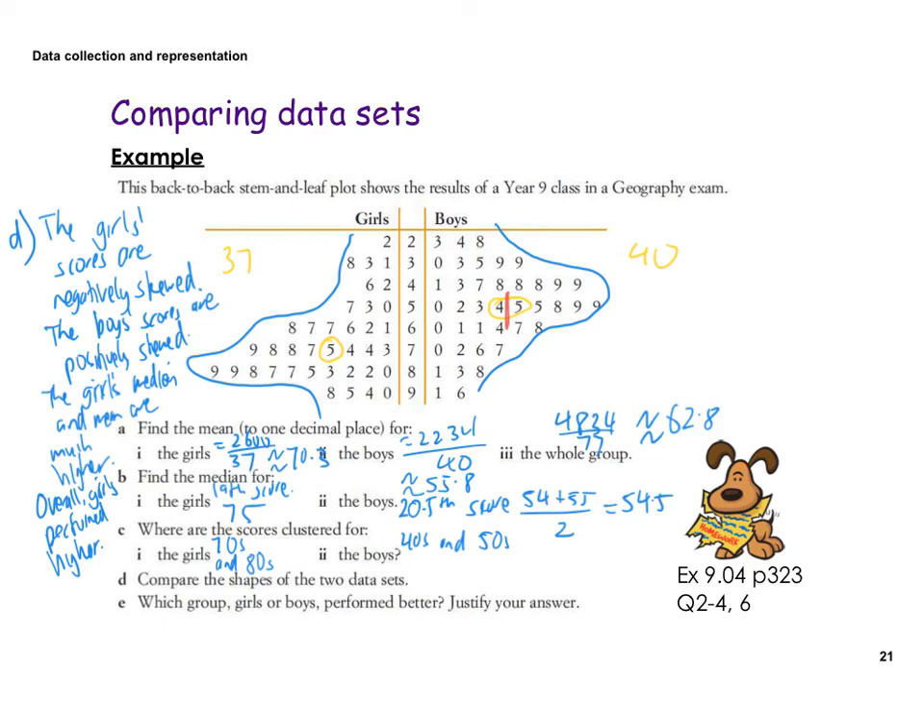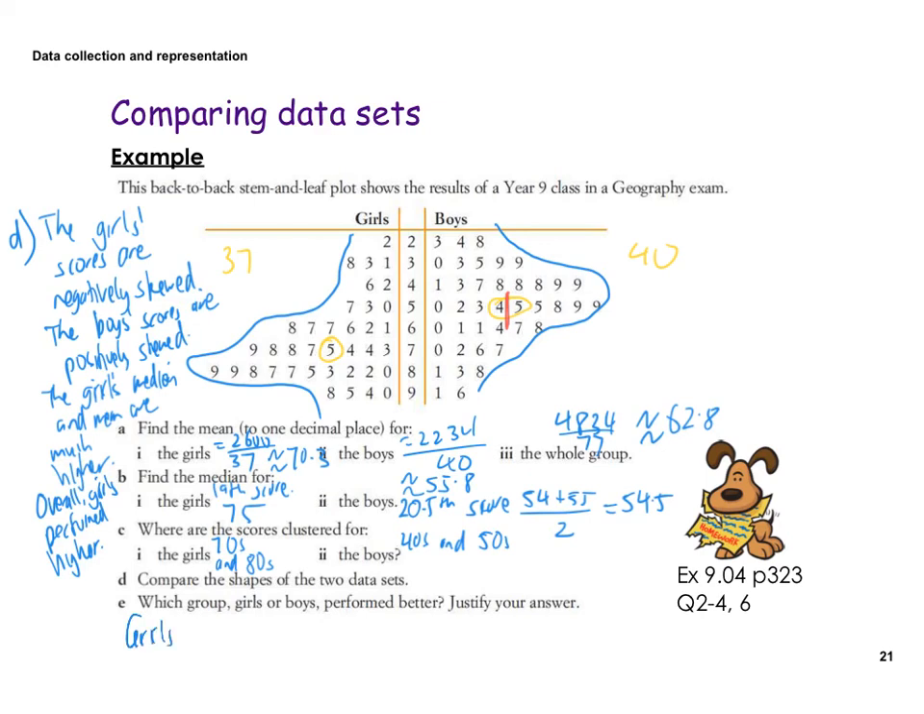Okay, and then we're looking at part E. Which group, girls or boys, perform better? Justify your answer. Well, we pretty much actually answered that in part D already. We talked about the mean and median being higher for the girls. So we can just say, girls perform better.